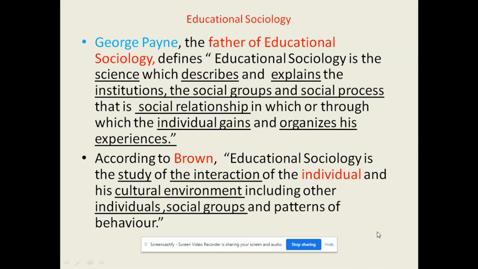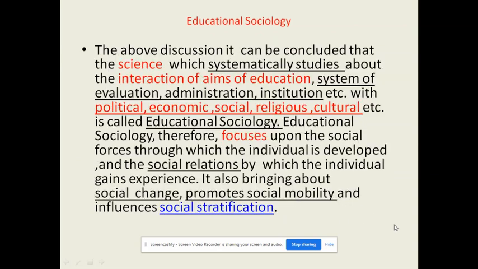Next, George Payne, the father of educational sociology, defines educational sociology as the science which describes and explains the institutions, the social groups, social process, that is social relationship, individual gains, organization, his experience. Next, according to Brown, educational sociology is the study of the interaction of the individual and his cultural environment, including other individuals, social groups, and patterns of behavior.